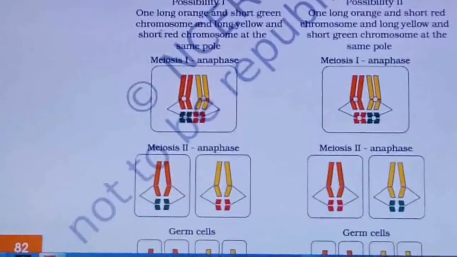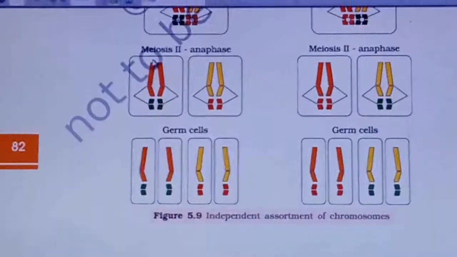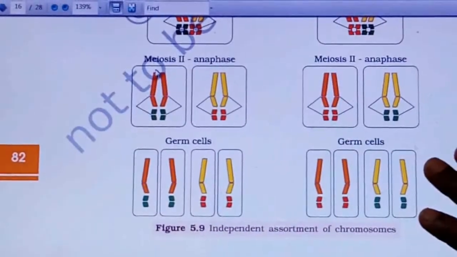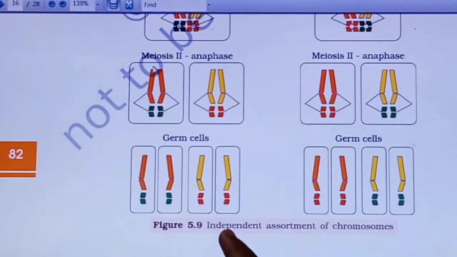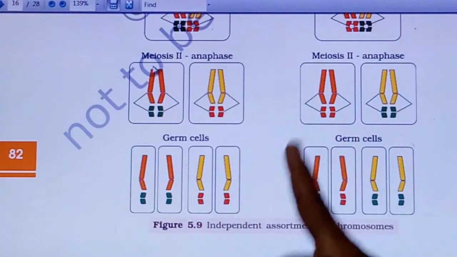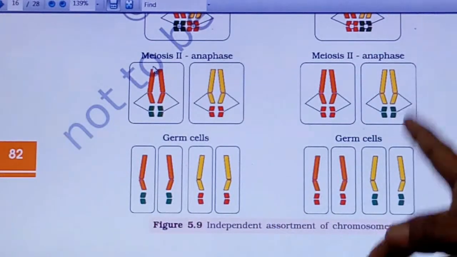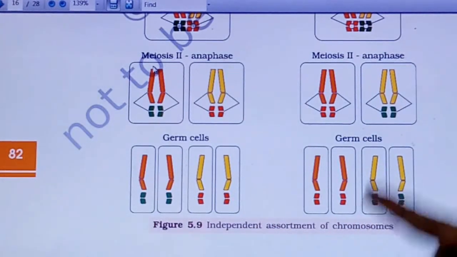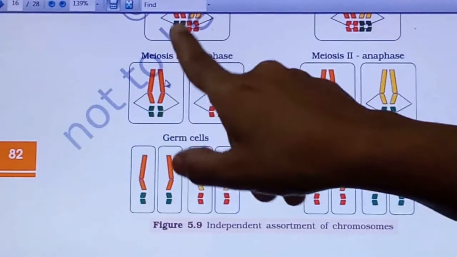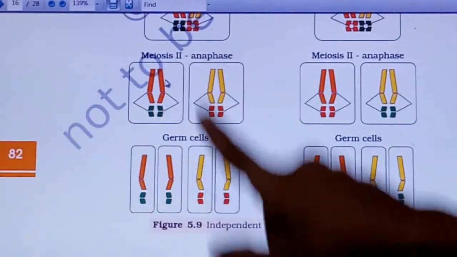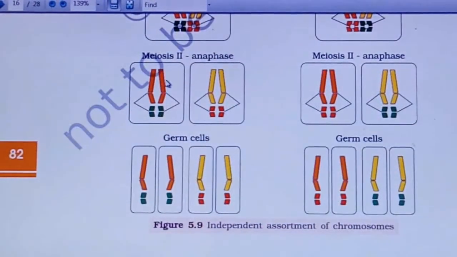Then this diagram is again very important. Based on this diagram, a 2 marks or 3 marks question will be asked. Here crossing is shown, how the hybrid gametes or independent inheritance takes place. Independent assortment of the chromosomes is shown: how they are with the parent and how they go with the other chromosome.